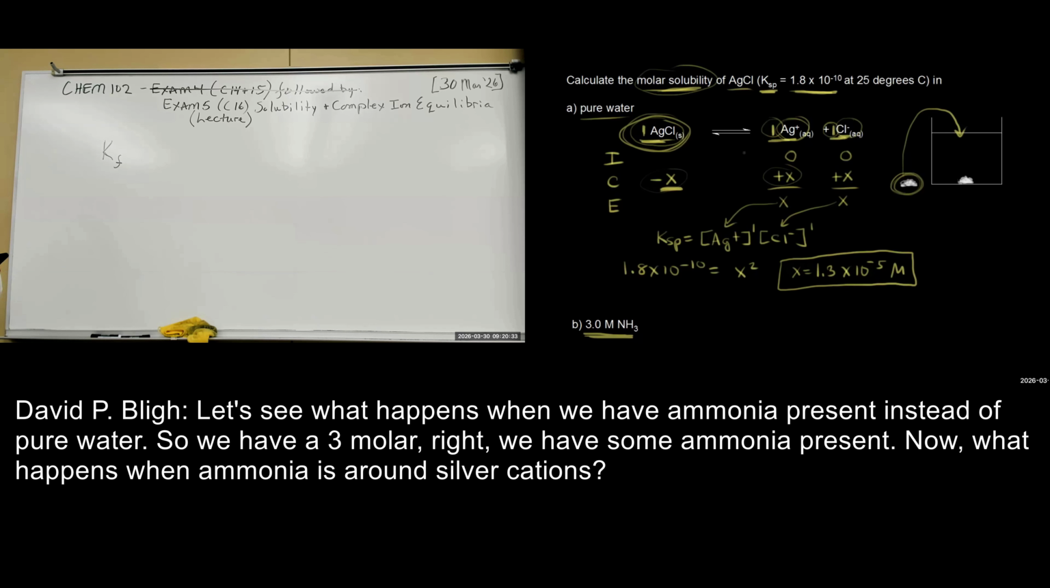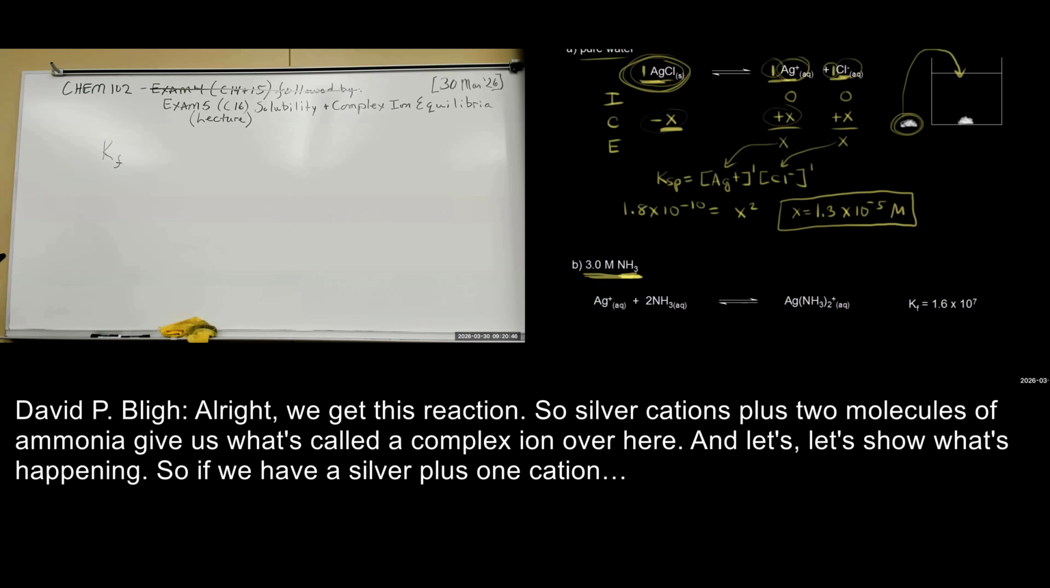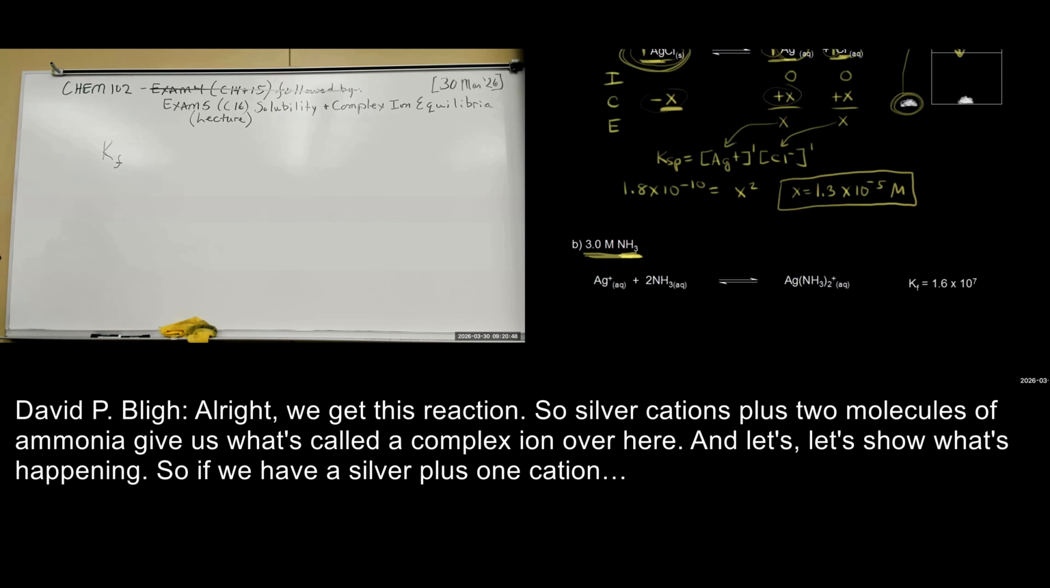Let's see what happens when we have ammonia present instead of pure water. So we have a 3 molar, right? We have some ammonia present now. What happens when ammonia is around silver cations? Right? We get this reaction. So silver cations plus 2 molecules of ammonia give us what's called a complex ion over here.